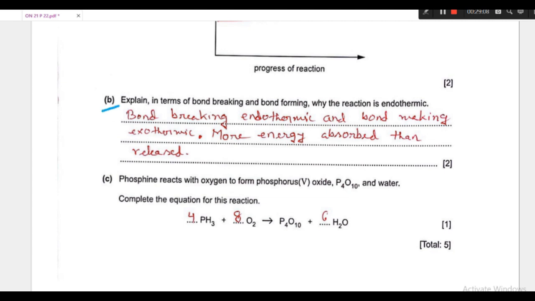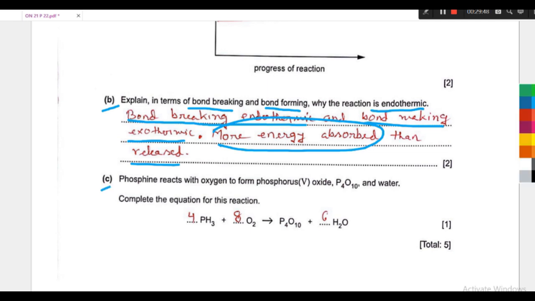B, explain in terms of bond breaking and bond forming why this is an endothermic reaction. You know, bond breaking is endothermic, energy is needed, and bond making is exothermic, meaning energy is released. Here more energy is absorbed than released. That's why this is an endothermic reaction. More energy is needed than produced.